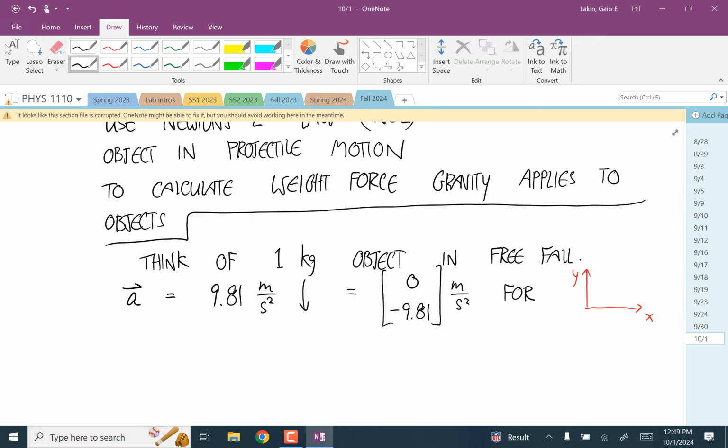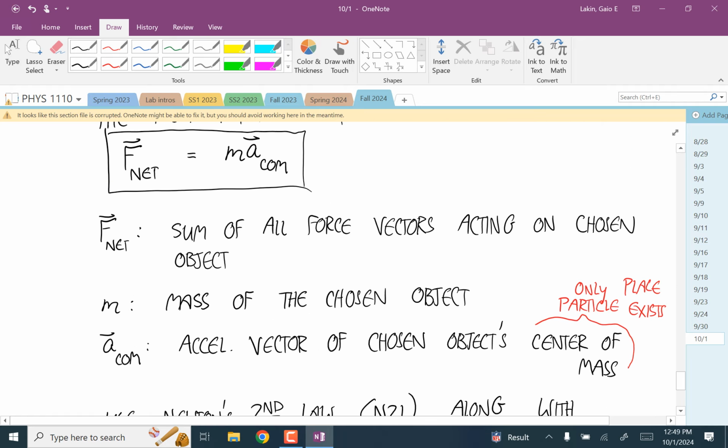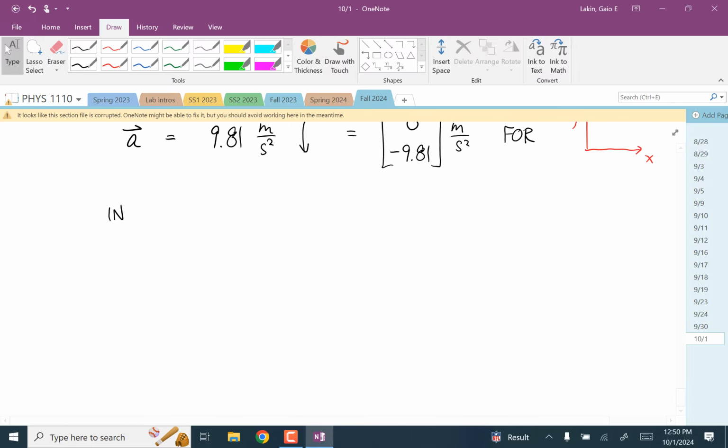Well, something that's in free fall, the only force acting on it, and you could think through those 4 different types of forces, is the weight force. There's nothing making contact with the object. It's just alone in space falling, right? So there's none of these contact forces on it. So in free fall, weight is the only force on the body.